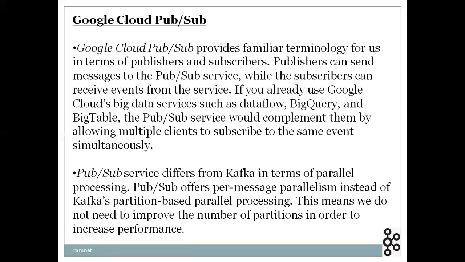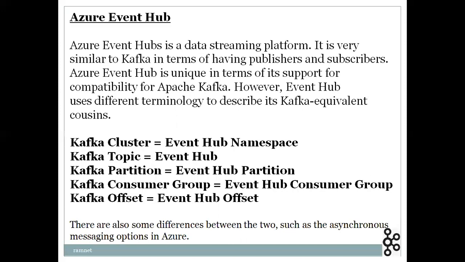PubSub service differs from Kafka in terms of parallel processing. It offers per message parallelism instead of Kafka's partition-based parallel processing. This means we do not need to increase the number of partitions in order to increase the performance. So there are some kinds of fine tunings available on this. So these are all the three public cloud options that are there.